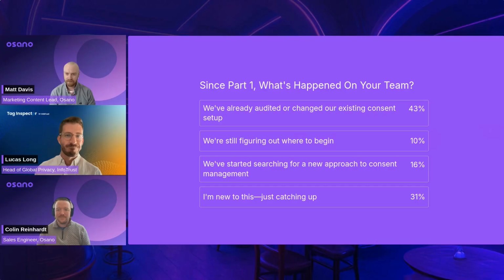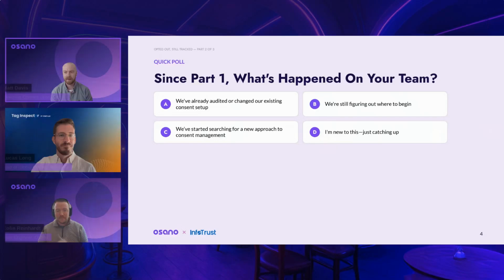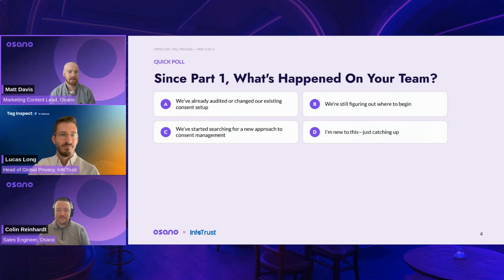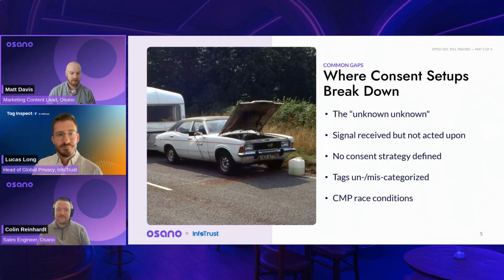Yeah. More people are looking into it than have just started. Some folks are looking for new approaches altogether, and plenty of folks are still figuring out where to start. No worries if that's where you're at. I mean, this is a process, right? And the only important thing is to get started, to keep moving. All right, so I'm going to pass it over to Lucas.